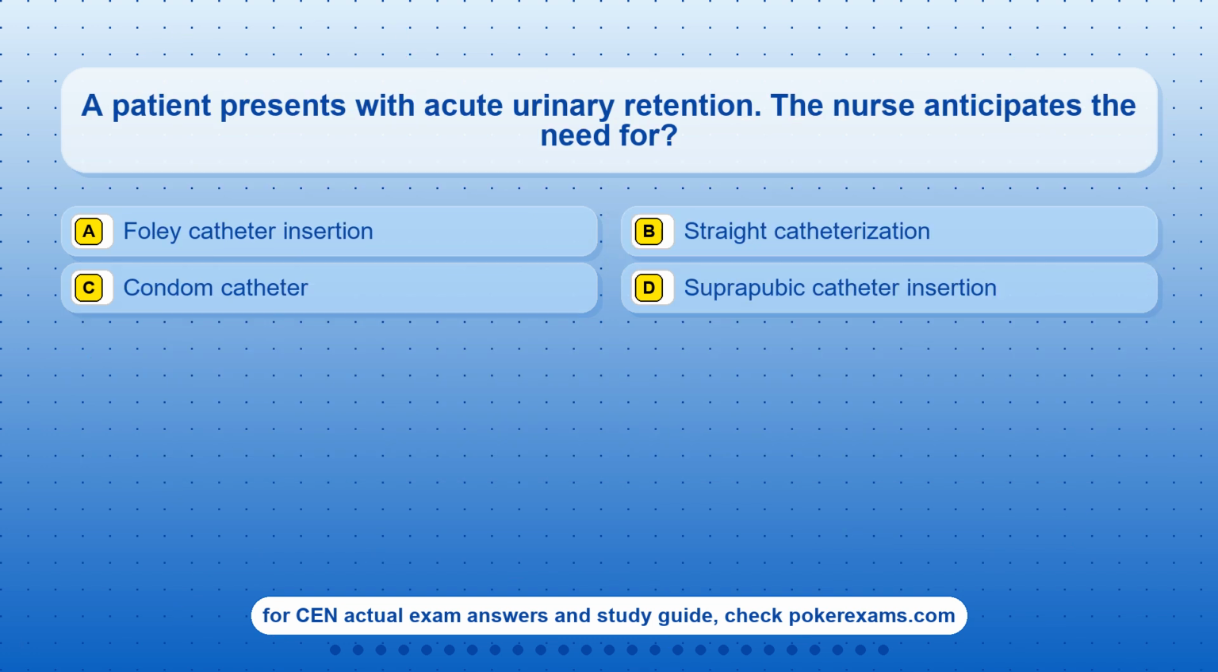Question 14. A patient presents with acute urinary retention. The nurse anticipates the need for Option A, Foley catheter insertion. Option B, straight catheterization. Option C, condom catheter. Option D, suprapubic catheter insertion.